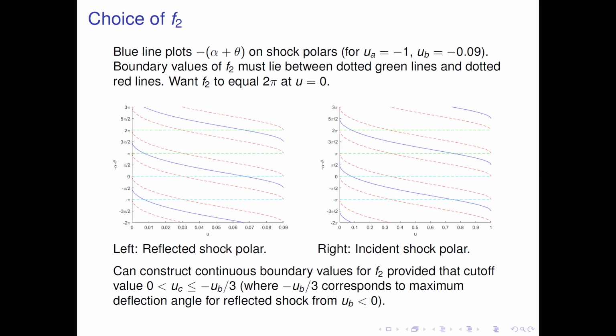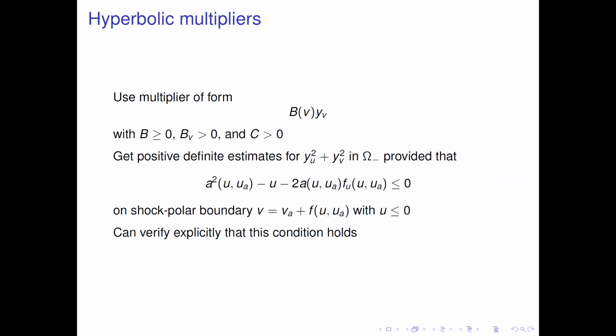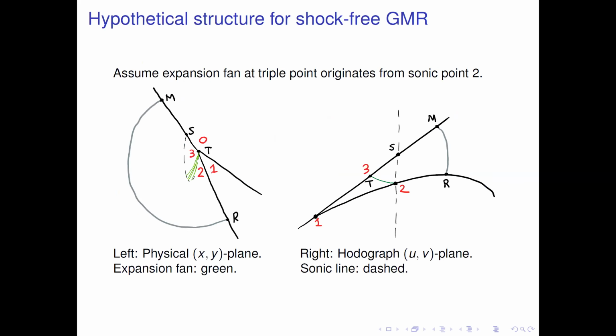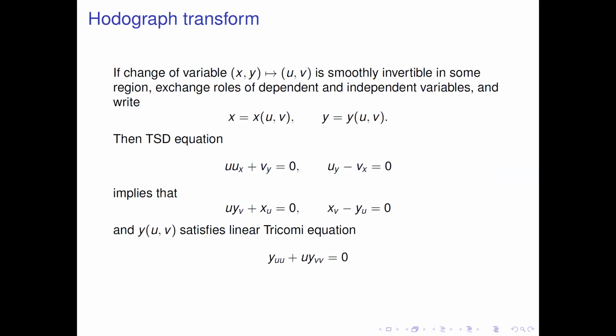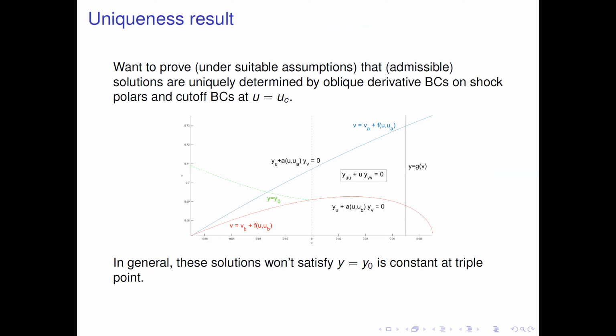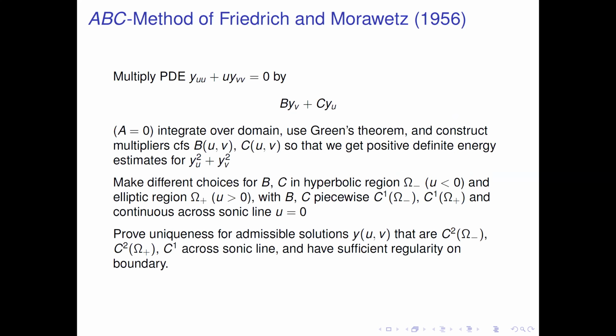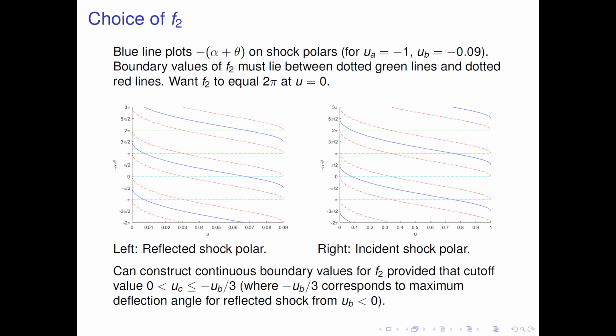All I want to say is it's actually quite tricky. The method goes back to Morawetz's work, called the ABC method, where you try and construct a vector field method. So you've reduced this boundary value problem for the Tricomi equation. You try and find multipliers, b, yv plus c, u, and choose the coefficients b and c for which you get positive definite energy estimates to get uniqueness. And that can be done under certain circumstances.